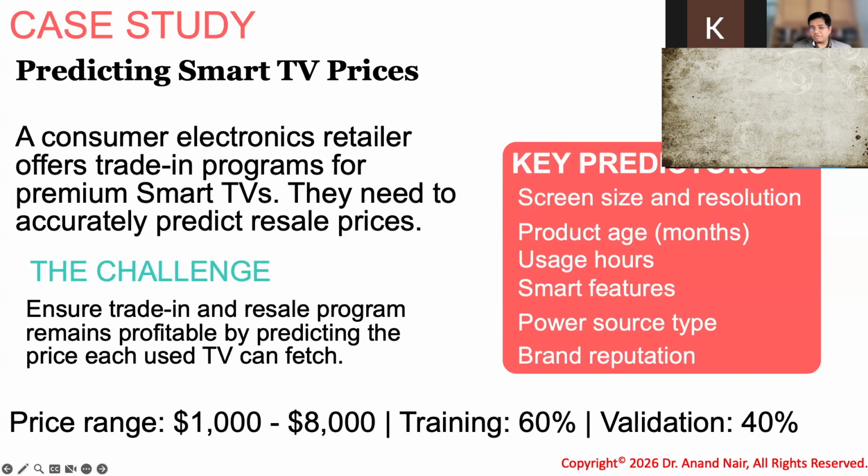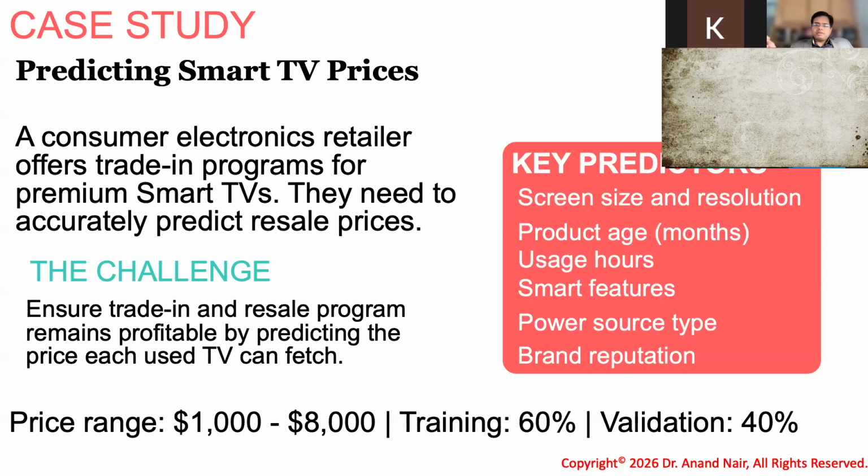So this is the case that we have in our reading, which is being used throughout and has been discussed. There's a video which covers this entire Python program that we are using, and it's been uploaded on your Canvas. So you can take a look at that. But it's predicting smart TV prices. A consumer electronics retailer offers trade-in programs, let's say for premium smart TVs, and they need to accurately predict resale prices. So the challenge here would be that we need to ensure trade-in and resale programs remain profitable, and therefore we want to predict the price that each used TV can fetch us.